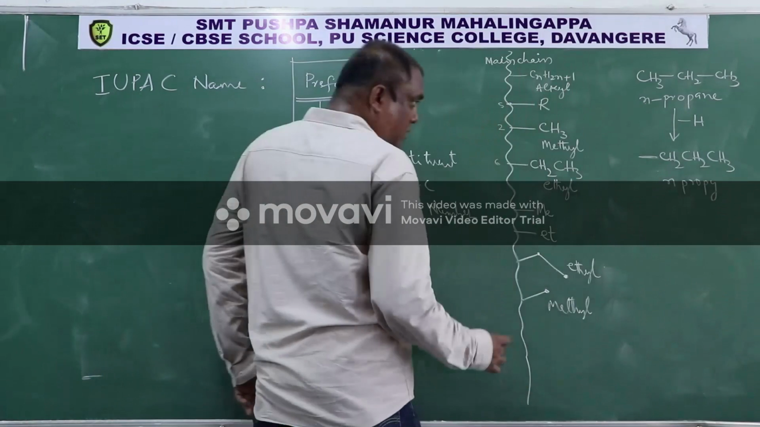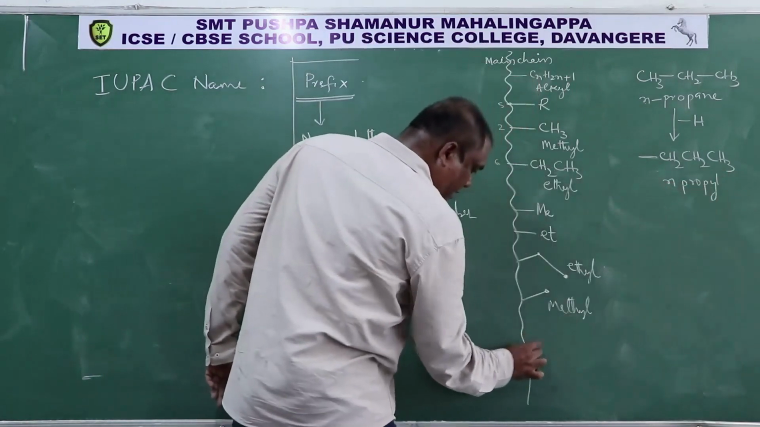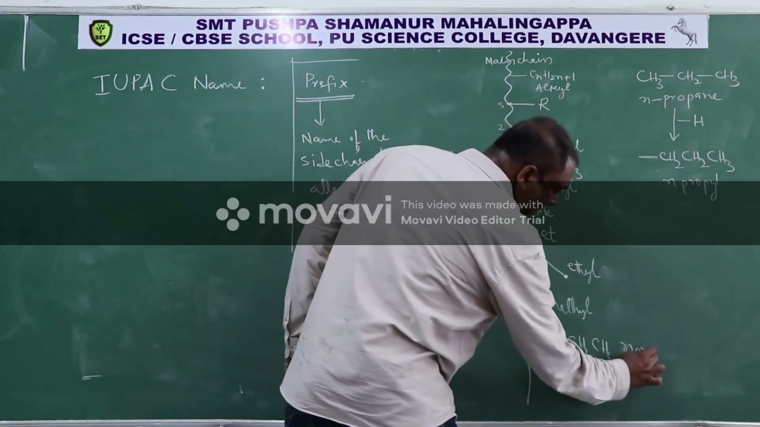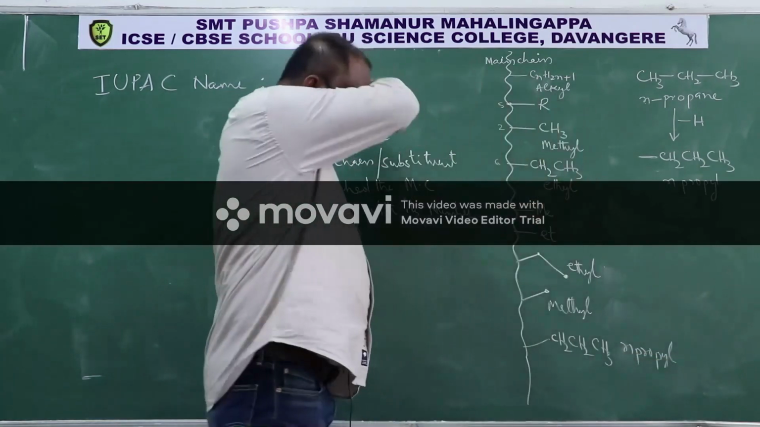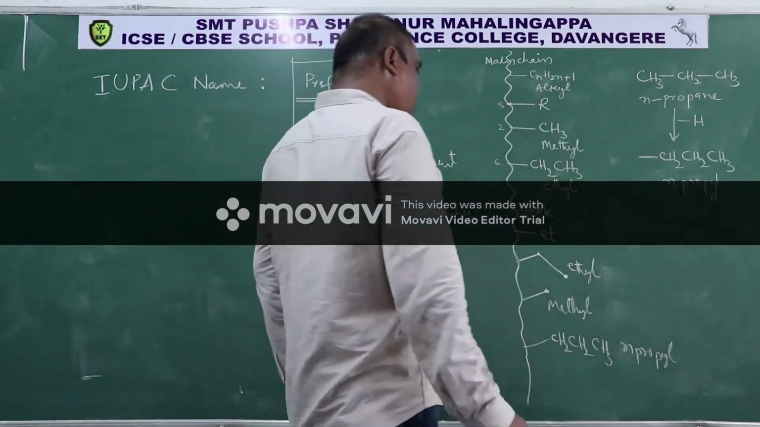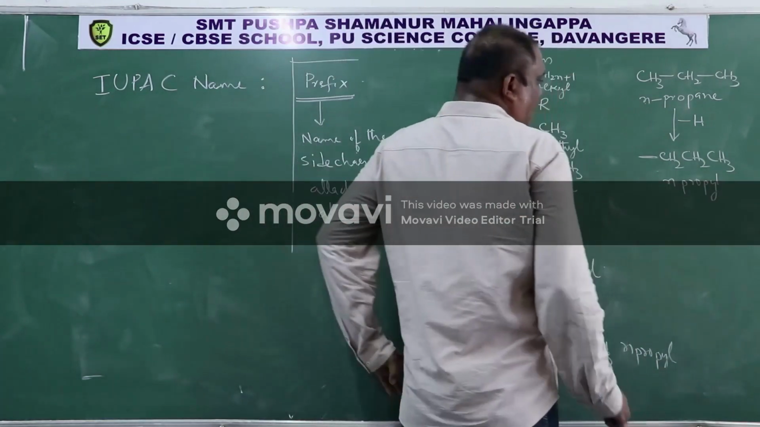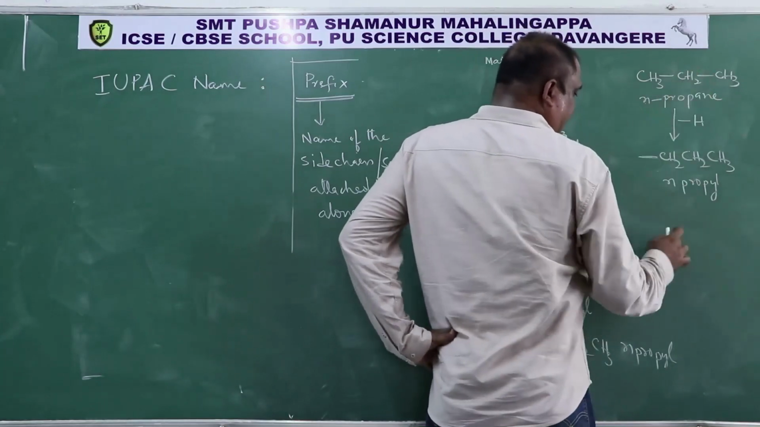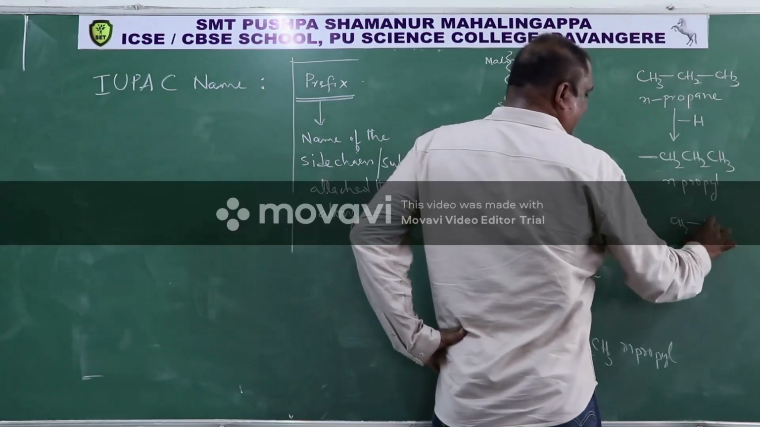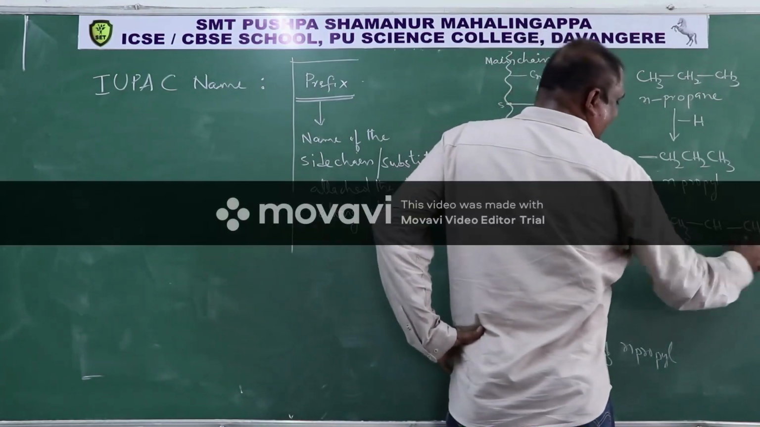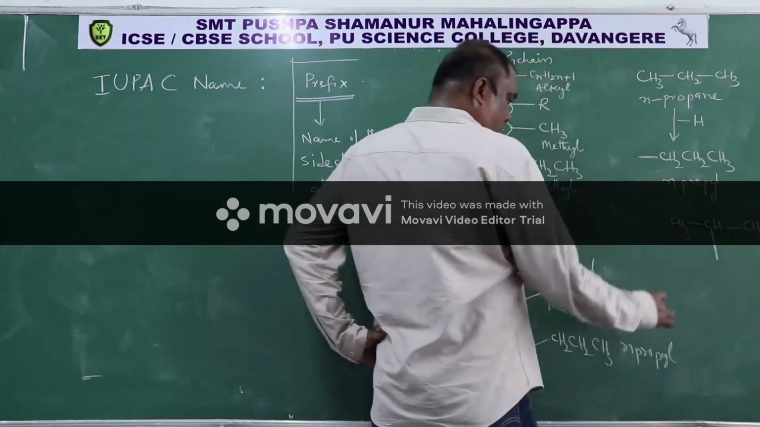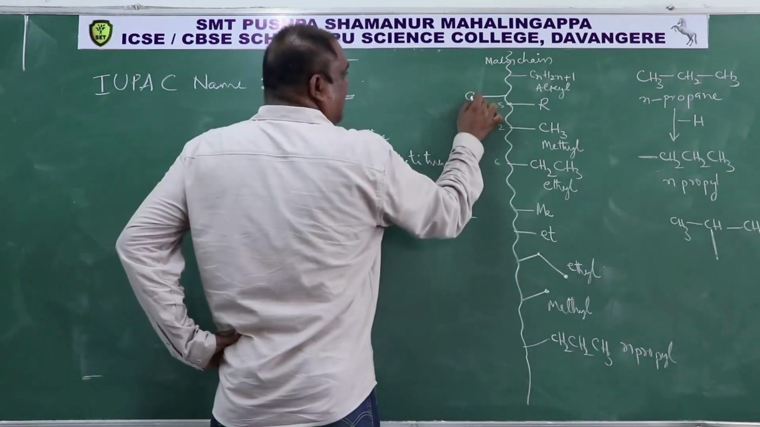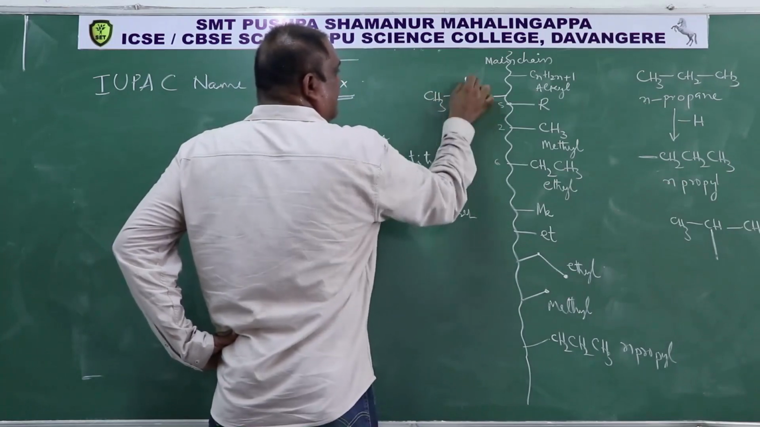So now, if this is the side chain, then its name is n-propyl. Then suppose I remove the hydrogen from the central carbon, then it will become CH3, then CH, then CH3. This is the hanging bond. Then I will attach this here to the main chain as a side chain. It will become CH, then CH3, then CH3.